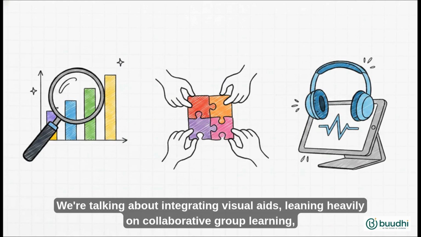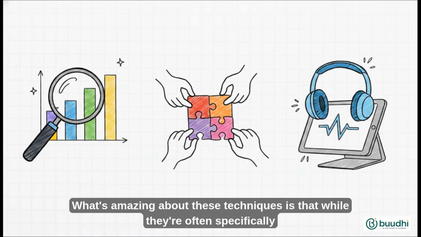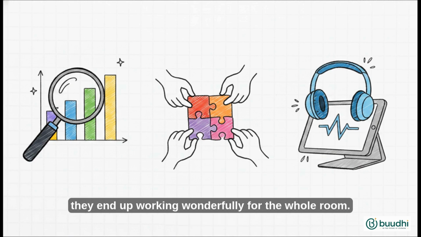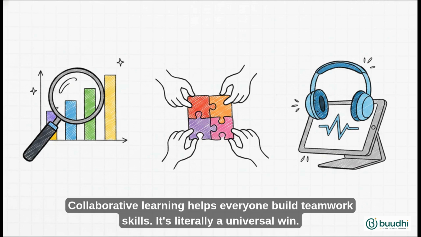And finally, we have practical techniques for everyday use. We're talking about integrating visual aids, leaning heavily on collaborative group learning, and utilizing supportive technical or physical tools. What's amazing about these techniques is that while they're often specifically designed to help special needs students process information, they end up working wonderfully for the whole room. Visual aids help everyone remember better. Collaborative learning helps everyone build teamwork skills. It's literally a universal win.